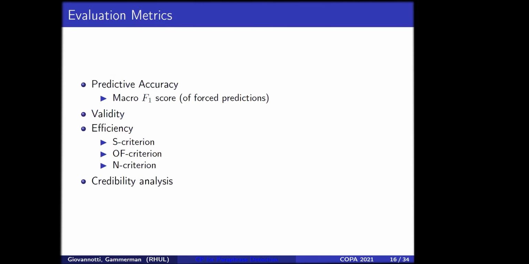So how will we be evaluating our models? In terms of predictive accuracy, we will be calculating the macro F1 score of the forced prediction. A forced prediction is a point prediction that corresponds to the label with the highest p-value. So it's a way to forget about the prediction set and just take one. In this way, we can at least calculate an F1 score and compare it with the base BERT model.